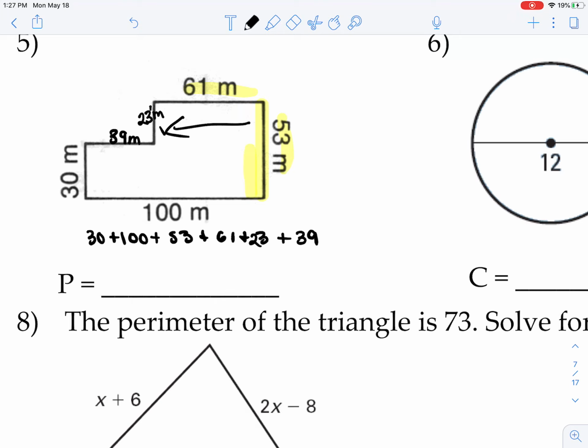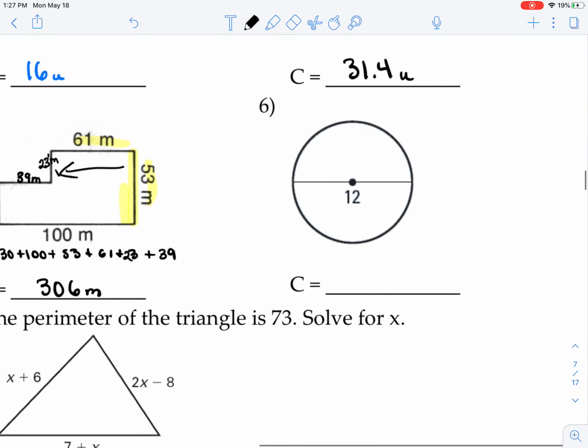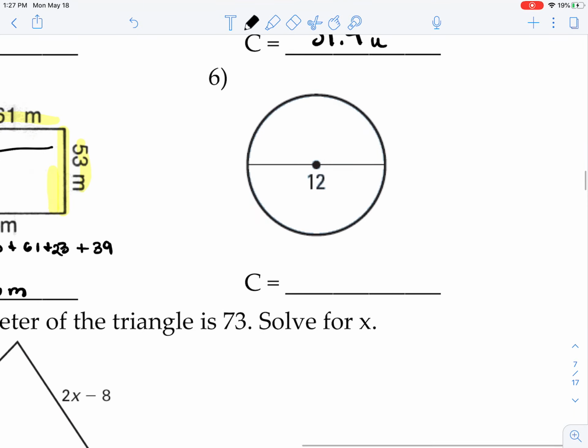And we find that this figure has a perimeter of 306 meters. Find the circumference. So there's 2 formulas for circumference, right? So there's 2 pi r. Great. But there's also pi times diameter. And so these both will give you circumference.